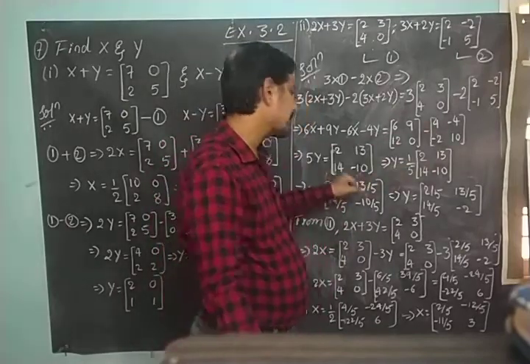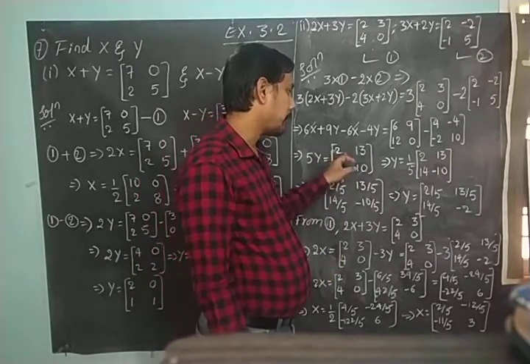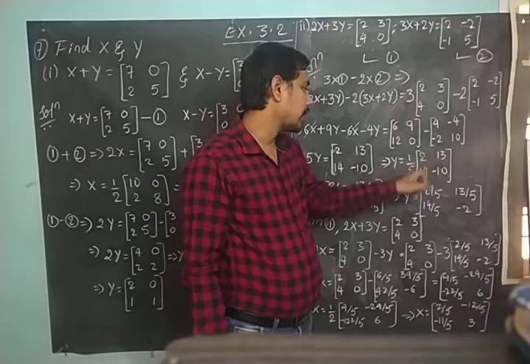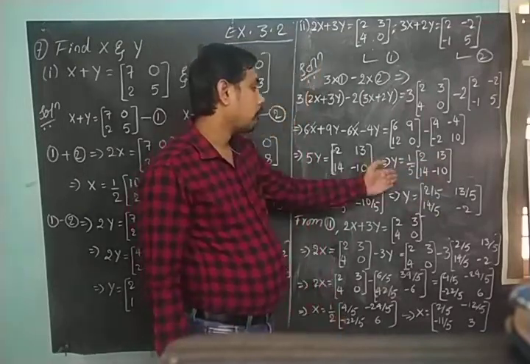0 minus 10 is minus 10. Okay? Fine. So 5y is this value. What will be y? Shift 5 to the other side. 1 upon 5 times 2, 13, 14, minus 10. Okay. So this is the value of y.